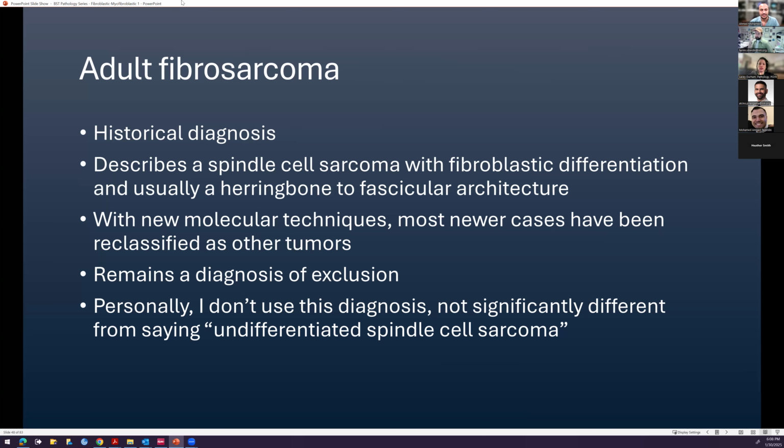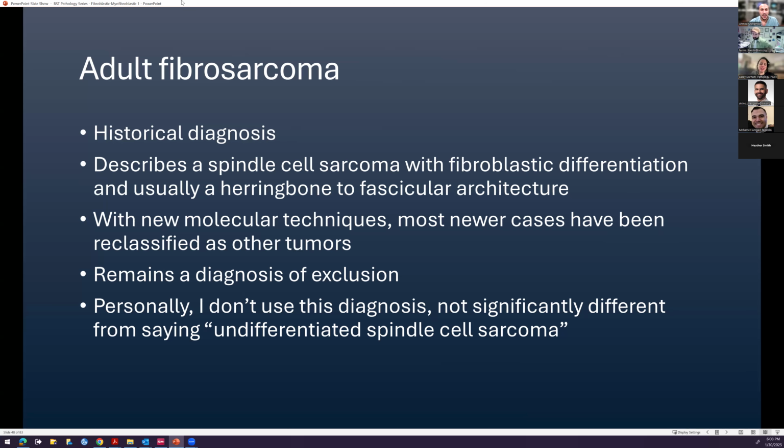And so this is still a diagnosis of exclusion, and I don't really see the need to use it personally. It's not significantly different from just saying an undifferentiated spindle cell sarcoma. It's really about human hubris of judging what is a fibroblastic cell versus what's just an undifferentiated spindle cell sarcoma, whatever. I'm sure there's some 80-year-old pathologists out there who are like, I know what every fibroblast looks like. So anyways, that's the note about it.